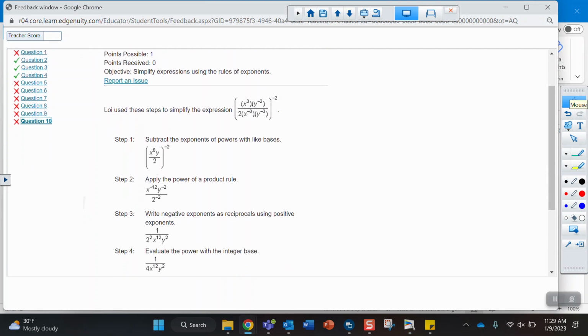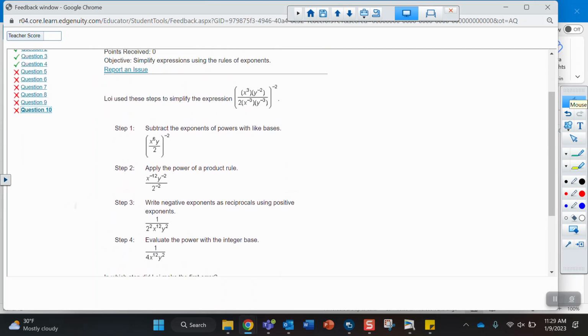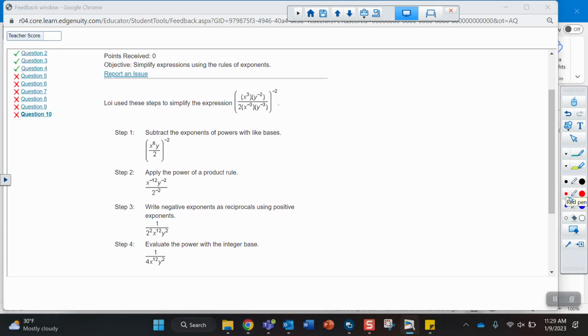And question 10, look at these steps. Where's the error? Hopefully it's early, right? We have to work through all of it. Okay, so the hardest part in these is just trying to determine what did they do. It looks like subtract the exponents of powers with like bases. Okay, so 3 minus negative 3 is 6. That works. Negative 2 minus negative 3. That's negative 2 plus 3. That is 1. They did get y to the first. And the 2 stays in the bottom.